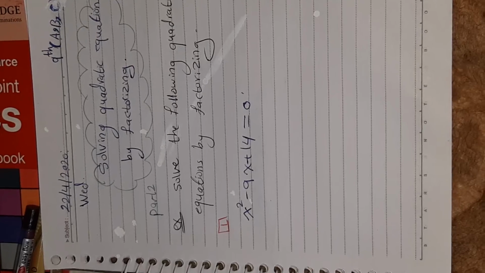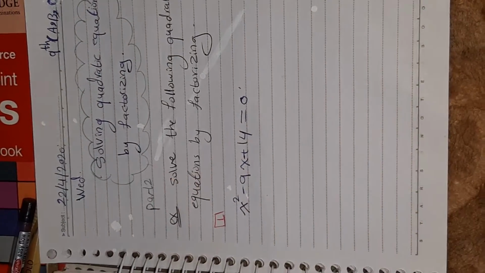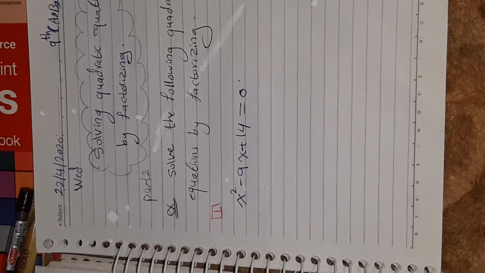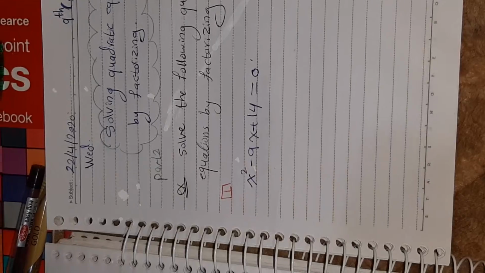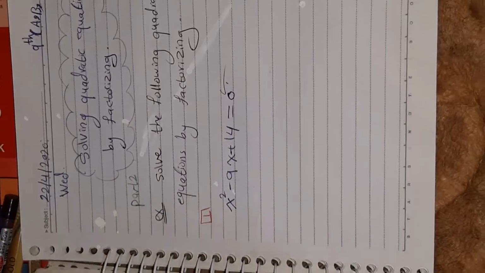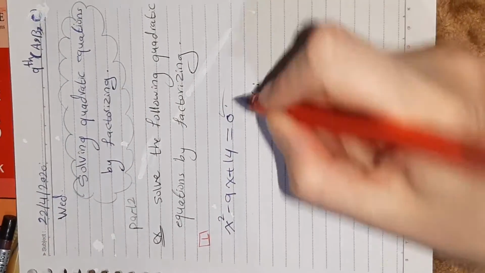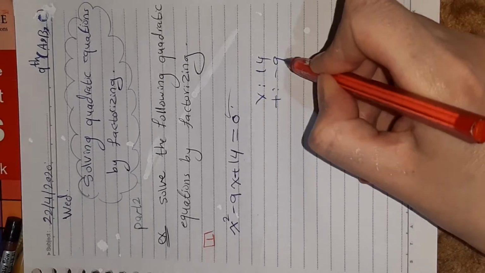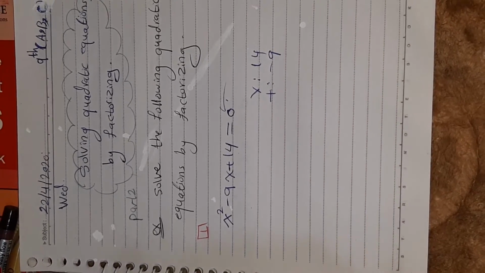Now, the second part, I'll give you extra examples. Solve the following quadratic equations by factorizing. Here we have a quadratic equation. This side is 0. Now, look for two numbers. If you multiply them, 14, and if you add them, -9. What are these two numbers?